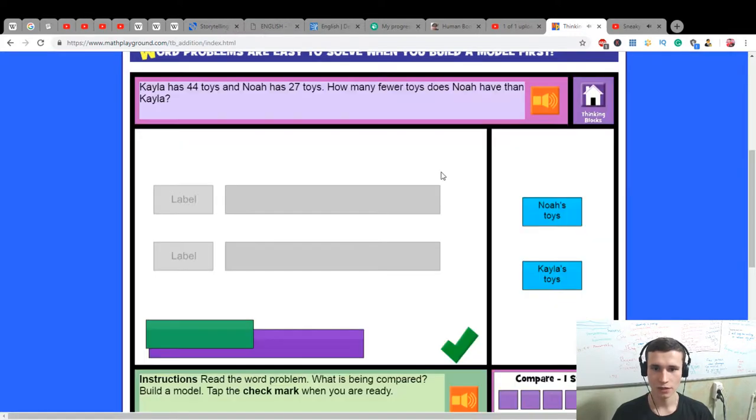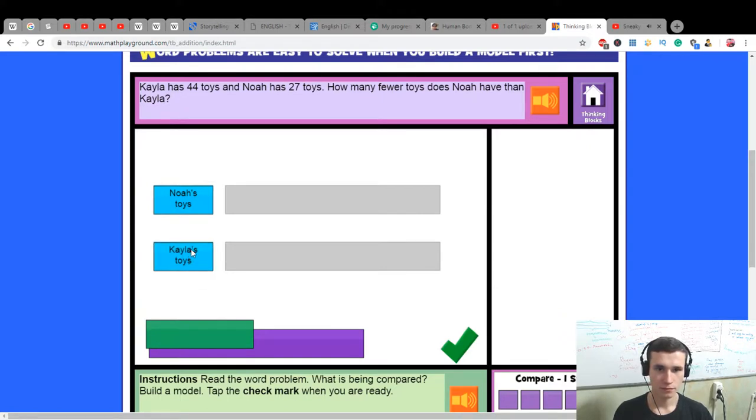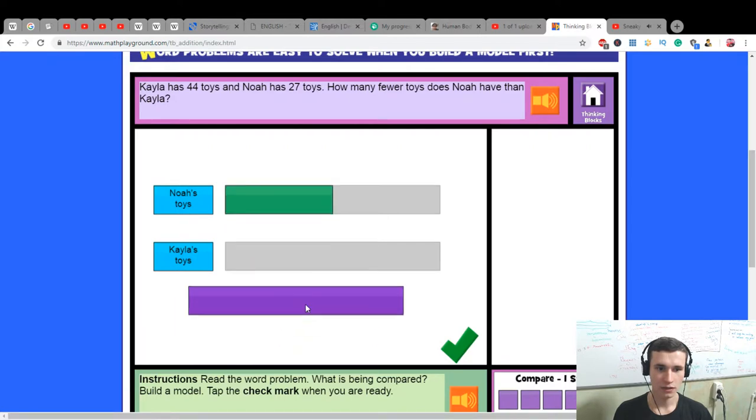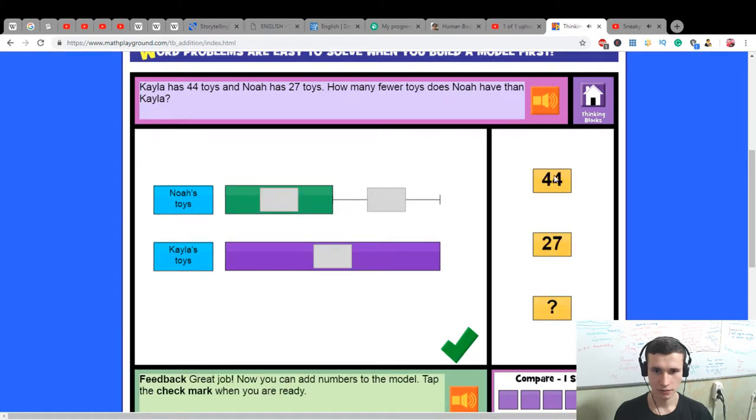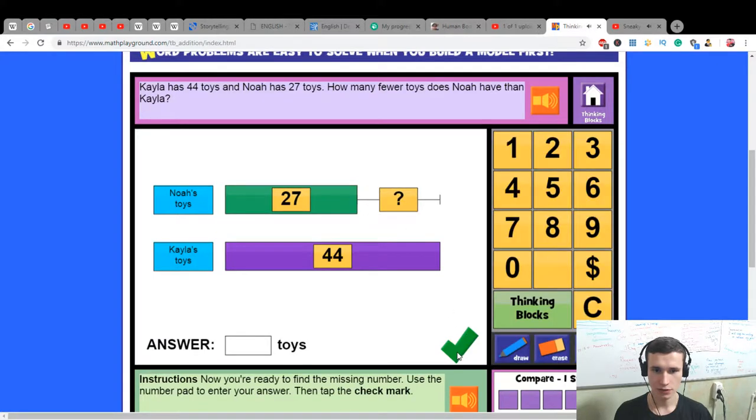Let's compare more. Kyla has 44 toys and Noah has 27. How many fewer toys does Noah have than Kyla? Noah here, Kyla here. The difference is 17. 44, 27. And here 17 should be.